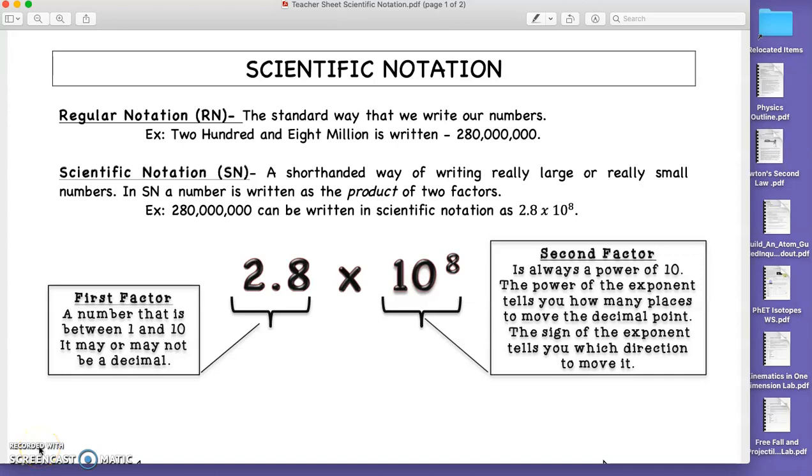All right, scientific notation, what it is and how to use it. First, we're going to talk about some terminology here. Regular notation, that's the way we usually write numbers, okay? Scientific notation is a shorthand way, especially for really big and really small numbers.